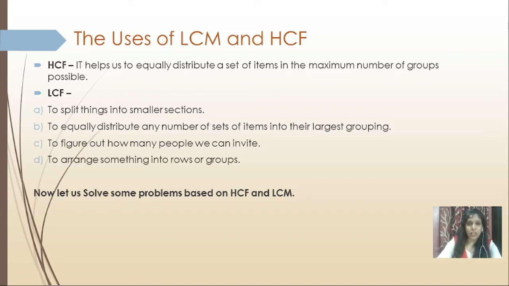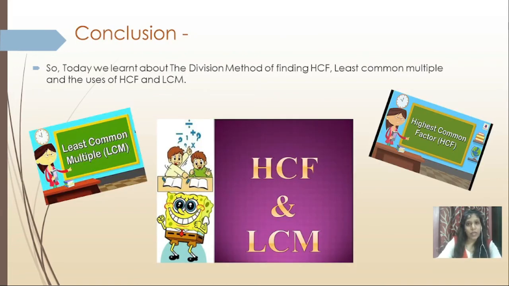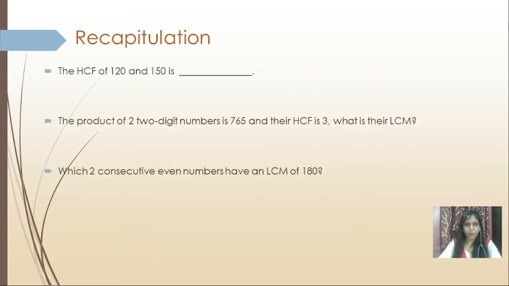Hence, our today's topic comes to an end. So we have learned about the division method of finding HCF, least common multiple, and the uses of HCF and LCM. I hope you all enjoyed this session. So let us do some recap. The HCF of 120 and 150 is. Now children, come on, tell me fast, what is the HCF of 120 and 150? I hope you all have this answer.